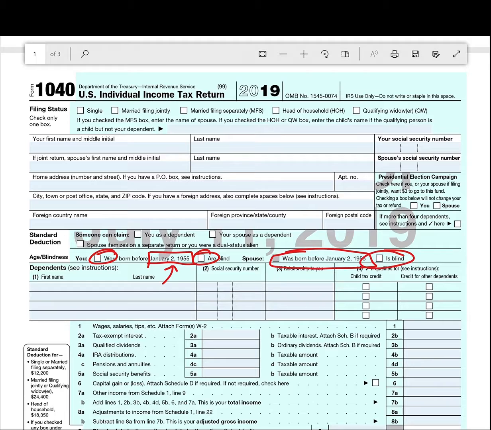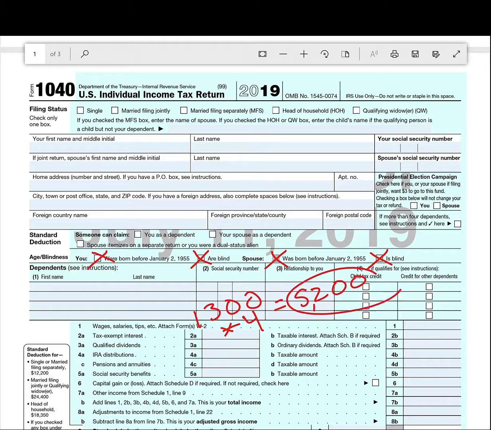What this does is it entitles you to extra standard deductions. I believe as of 2019, it is $1,300 for each box checked. So if you and your spouse both are over 65 and are both blind, that would be the $1,300 times 4 for a total extra standard deduction amount of $5,200. And this is in addition to your normal standard deduction, which I'll go over later, but you can see the amounts over here.